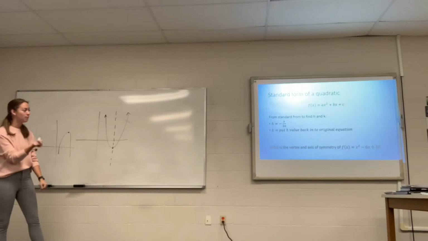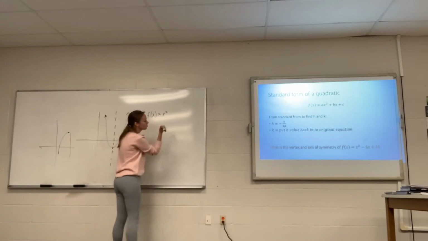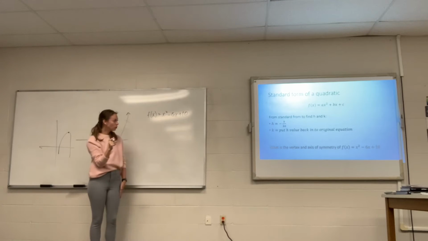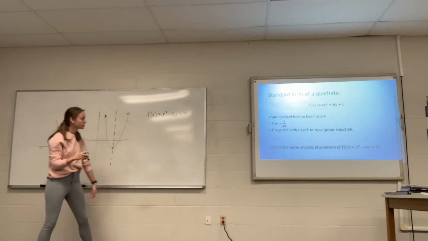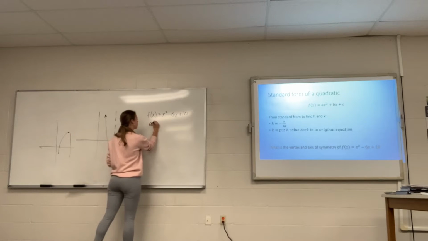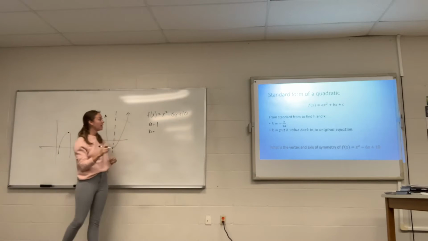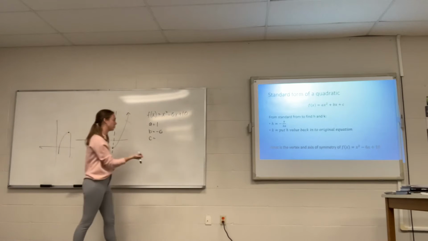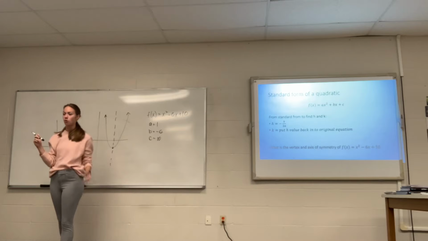So if I do this example, I have f of x equals x squared minus 6x plus 10. Looking at this, I can identify what my a, b, and c are. My a is the number attached to my x squared, so it would just be 1. My b is the number attached to my x, so I'd have negative 6, and then my c is just my constant, which is 10. I don't really need the c right now, I just need the a and the b, but we know what all of them are.